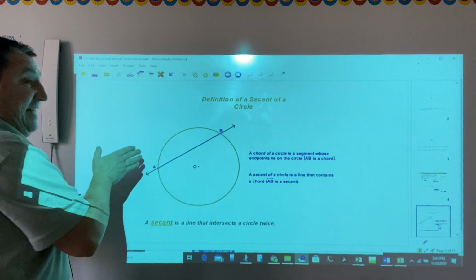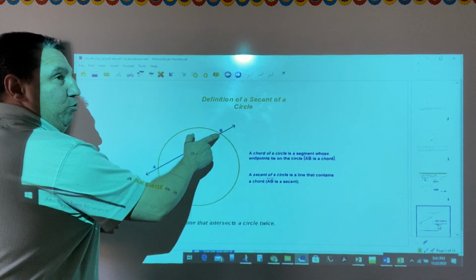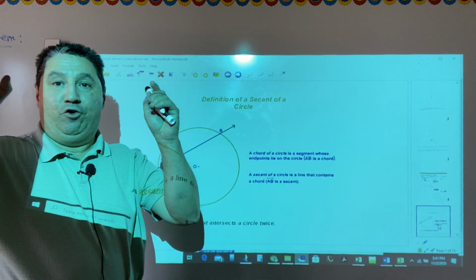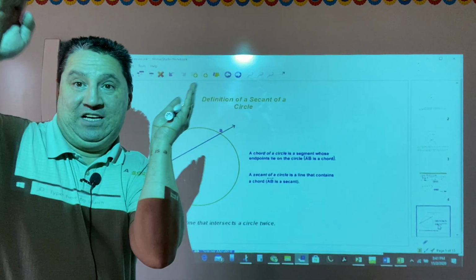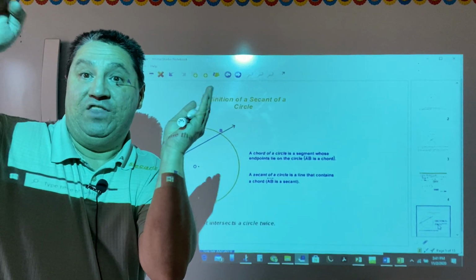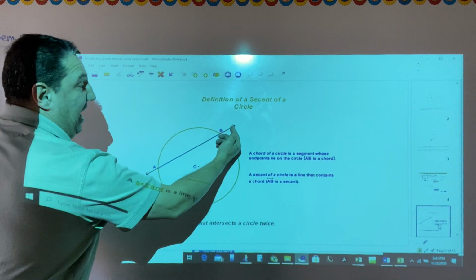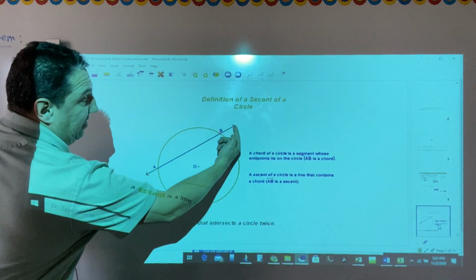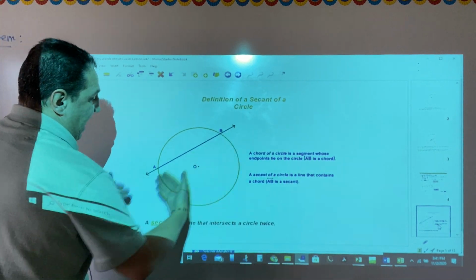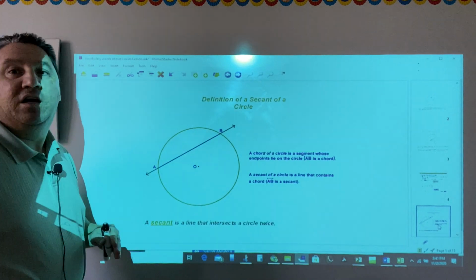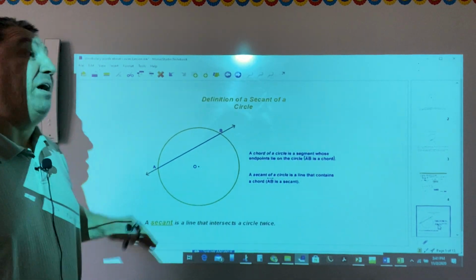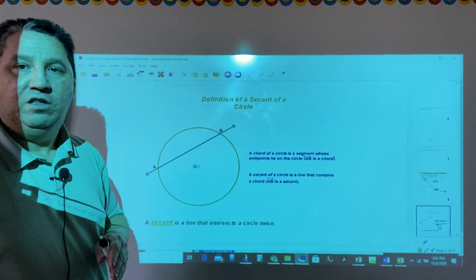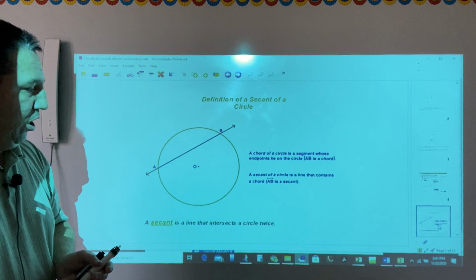Now, a chord is a segment, which means it has 2 endpoints. A chord stops on the edge of the circle, while a secant, as we can see, goes beyond the circle. It is a line. Remember, these 2 arrows indicate a secant goes in both directions to infinity, but at the same time, intersects the circle in 2 different points. Good.